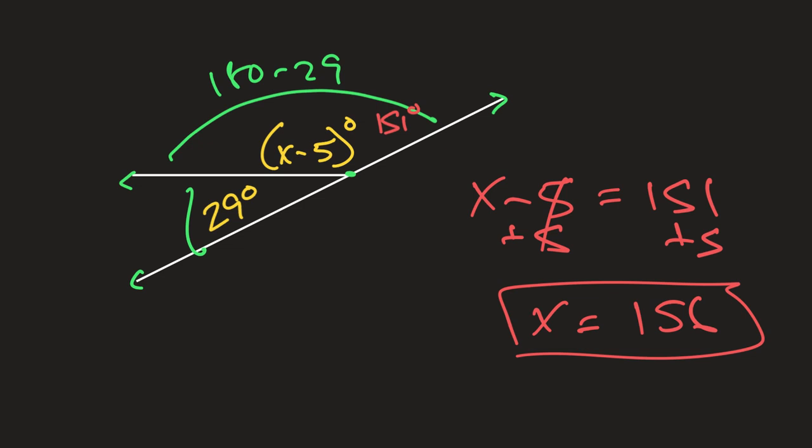Okay? Oh, I'm sorry, up here? 180 minus 29. That's how we found that angle measure there. And that would be an obtuse angle, right? There's some more of that terminology. Obtuse, greater than 90. Acute, less than 90.